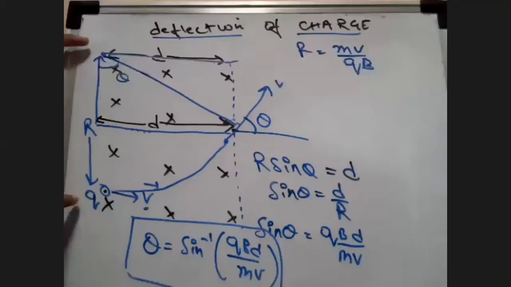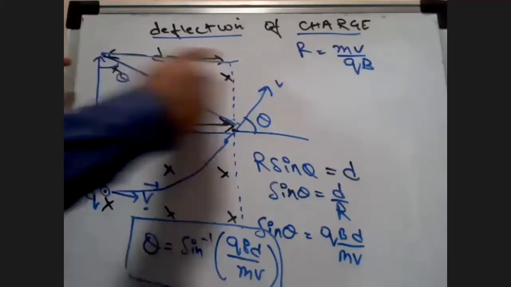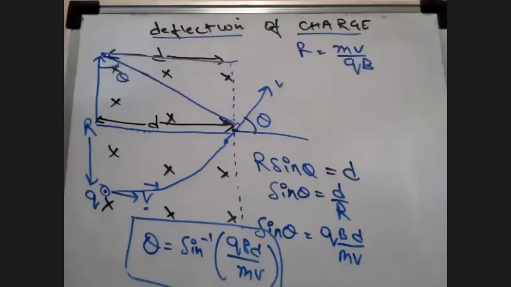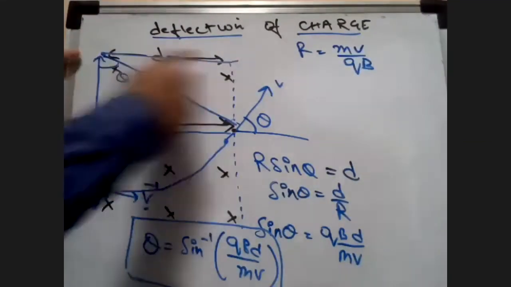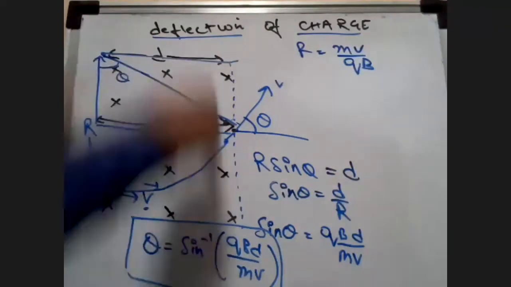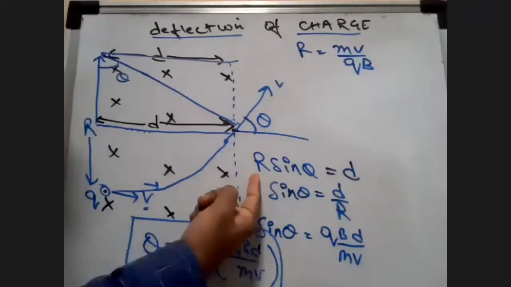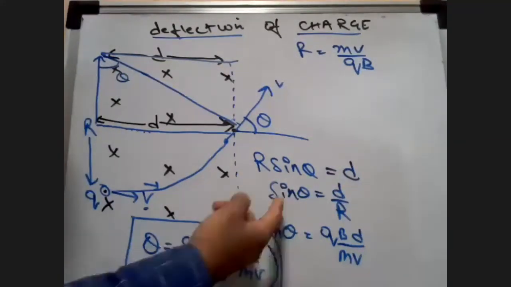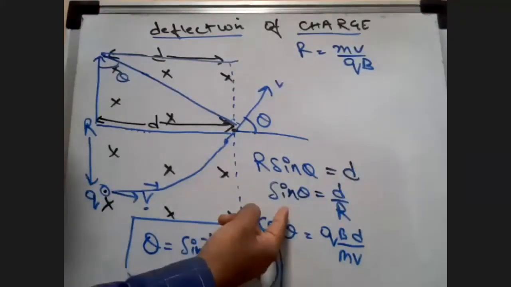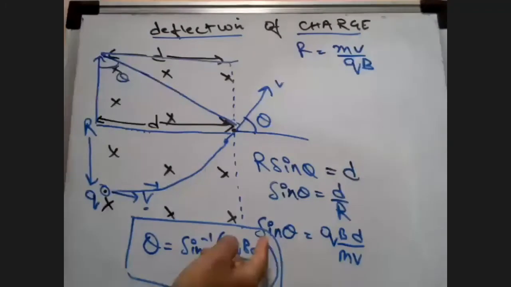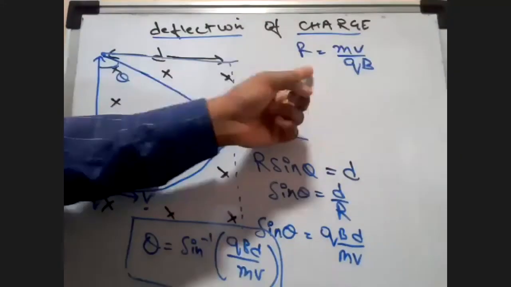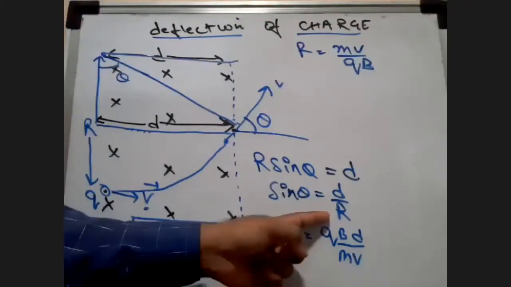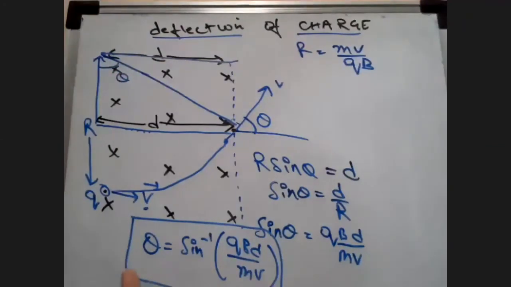Simple. You know this is R. If the vertical component is R, then the horizontal component is of course R sin theta. But R sin theta, you can see in this diagram, is also equal to the width of the magnetic field. So you can write R sin theta equal to d. Rearranging, sin theta equals d upon R. Then theta equals sin inverse of QBd by mv, because R is equal to mv by QB. Substitute the value of R and you get theta equal to sin inverse of QBd upon mv.